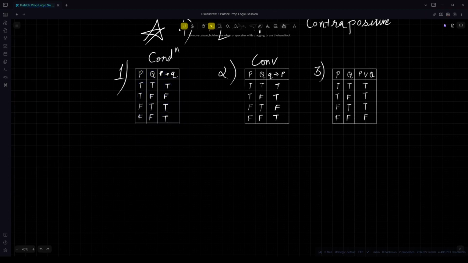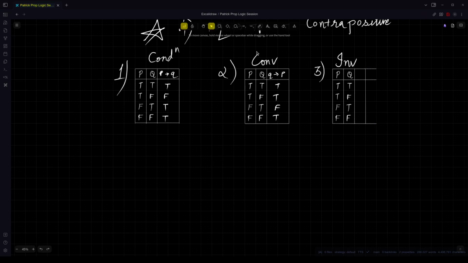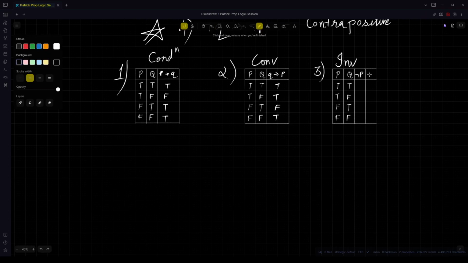What will be the inverse? So the inverse would be not P then leads to not Q. So you will have to expand the table a little bit, because you will need more columns. I think it's a good time to start with how to draw a truth table. The first thing you do is declare all the variables. So you have P, you have Q, then you have not P, and you have not Q.